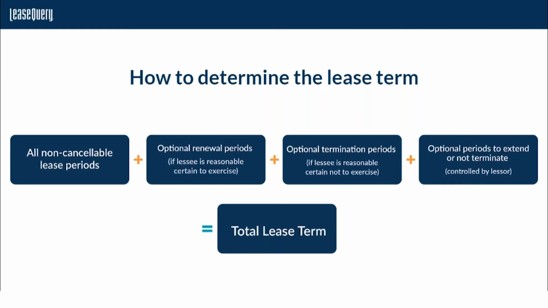The formula is made up of: one, all non-cancelable lease periods; two, any optional renewal periods the lessee is reasonably certain to exercise; then any periods covered by a termination option the lessee is reasonably certain not to exercise; and then lastly, any periods to extend or not terminate the lease that are controlled by the lessor. Add all of those up for your total lease term.